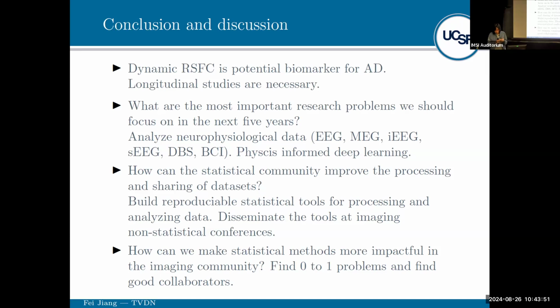And the last one is how can we make statistical methods more impactful in the imaging community? I think collaboration is very important, finding good collaborators and finding the 0 to 1 problems instead of working on popular problems. So that is my suggestion. Thank you.